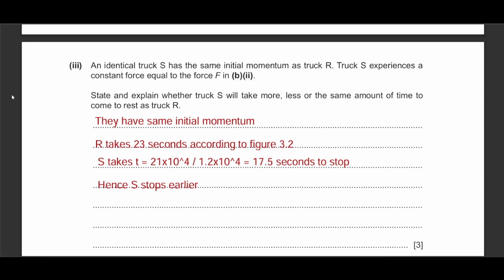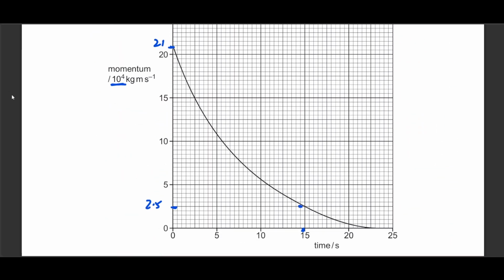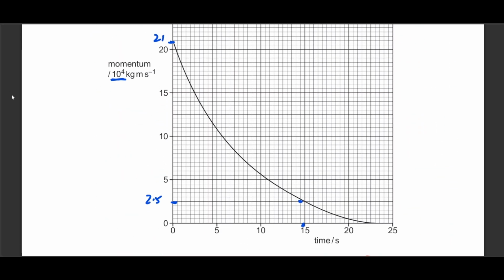Now, in this part, he says that identical truck S, which means that the mass will be the same, has the same initial momentum as truck R. The truck experiences a constant force equal to F. Now, this time, the truck experiences a constant force. If I were to draw the graph here, I am not sure about the values yet, but it would be a straight line, either like this, or like this. It will not be a curved line like the one given in the question. This is not constant force.